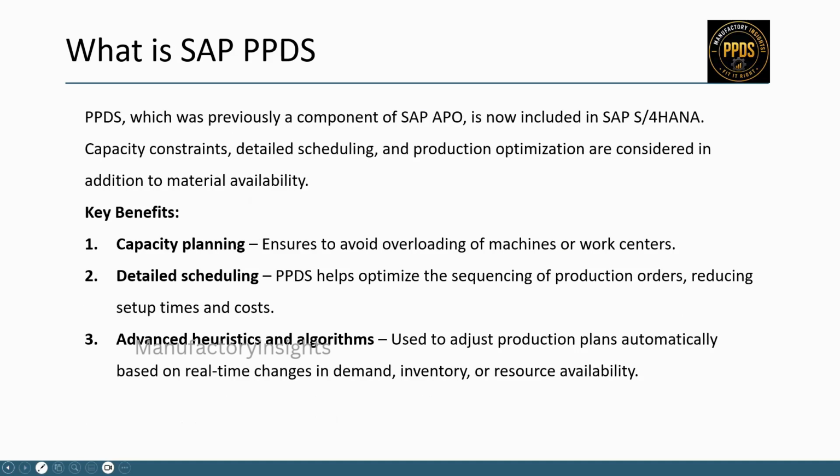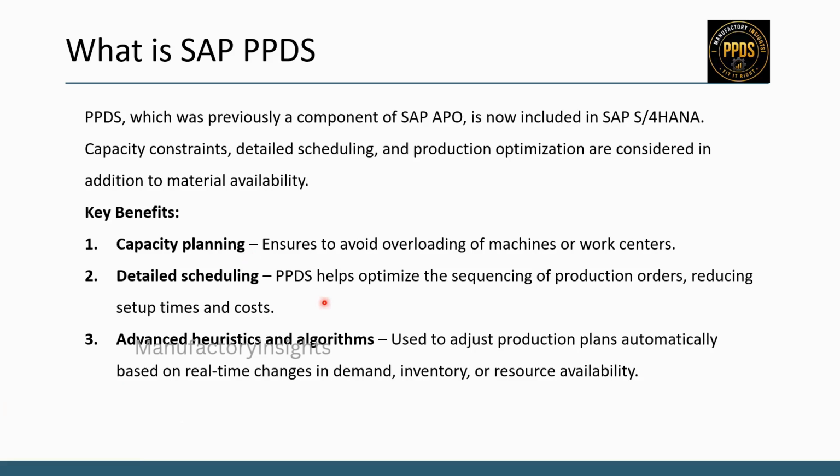Now let's talk about SAP PPDS, or Production Planning and Detailed Scheduling. PPDS is part of SAP S/4HANA and was previously a component of SAP APO. It goes beyond material availability to include capacity constraints, detailed scheduling, and production optimization. With PPDS, you get capacity planning. It ensures you are not overloading your machines or work centers.